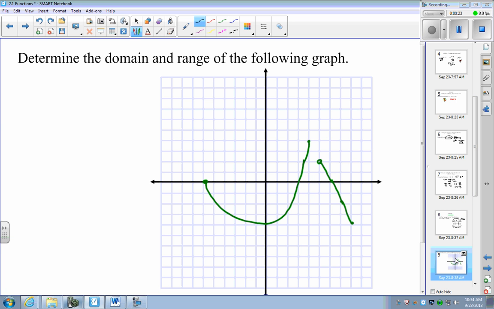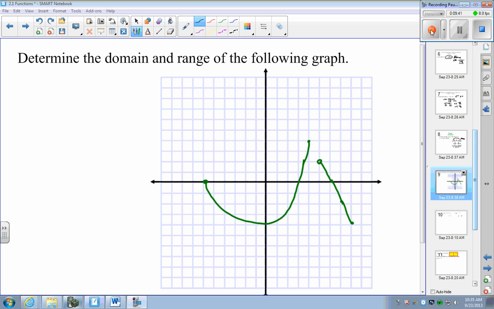Now let's look at this example. What I want you guys to do is pause the video and come up with the domain and range of this function. I prefer if you guys wrote it into interval notation, but I want you guys to really struggle with this one and see if you can find the range or domain. All right, so what is the domain and range of this function?